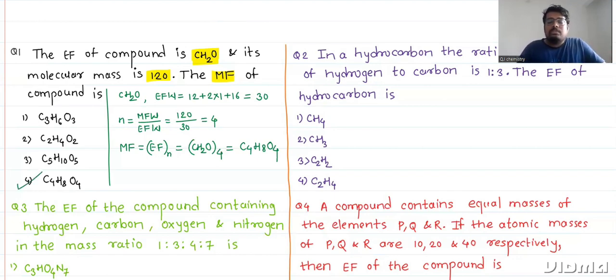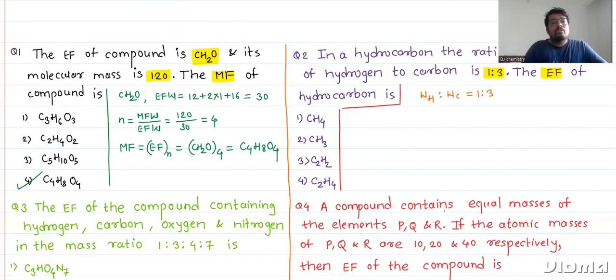Now the second question. In a hydrocarbon, the ratio of the mass of hydrogen to carbon is 1 is to 3. What is the empirical formula for the hydrocarbon? So the mass ratio is given to us: the weight of hydrogen is to the weight of carbon, this ratio is given as 1 is to 3.